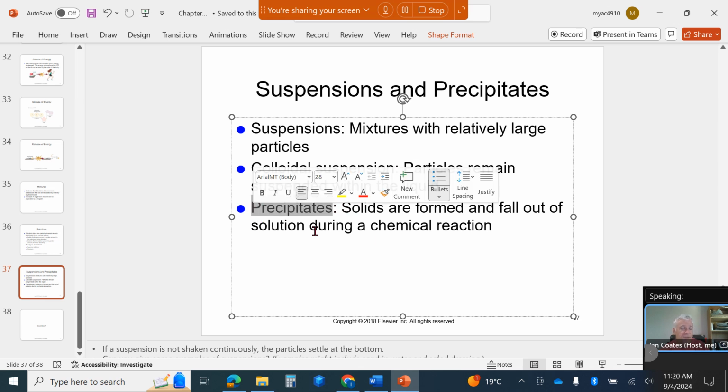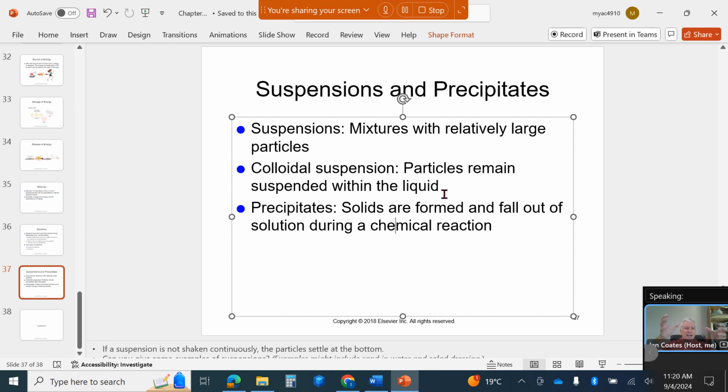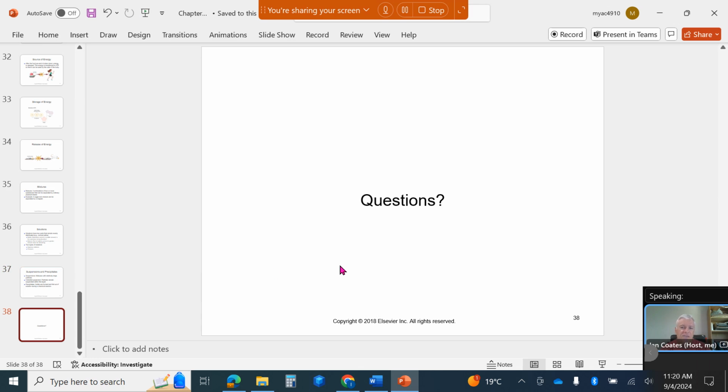Precipitate. This is an interesting word. If I have a solution and another solution and I mix them together, depending on the chemical reaction, I might get a solid hunk come out of the solution. It's just part of the chemical reaction, but a precipitate is a solid that forms and falls out of a solution during a chemical reaction. Okay? Good words there.